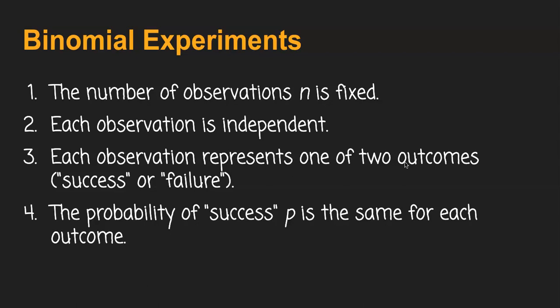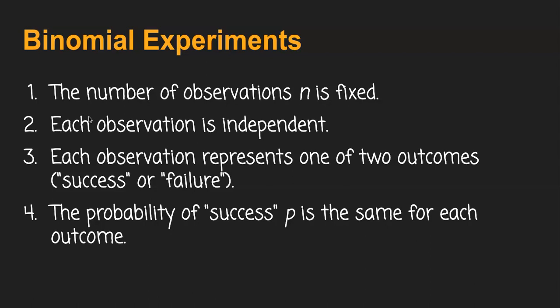I is for independent. Each observation must be independent. That means the result from one observation doesn't have anything to do with the result of the second observation, or the third, and so on. The next one, which I'm probably going to change the order of, is that the number of observations n must be fixed.